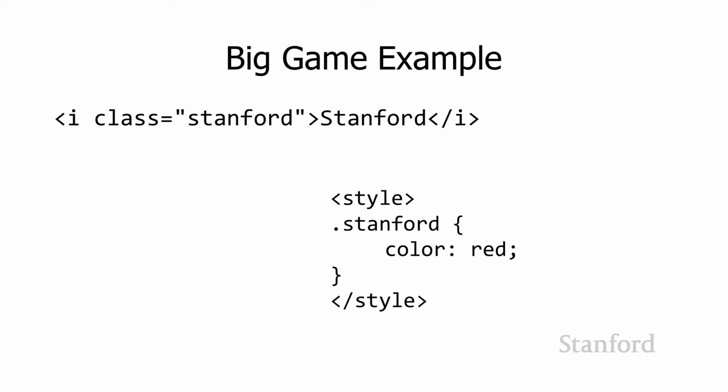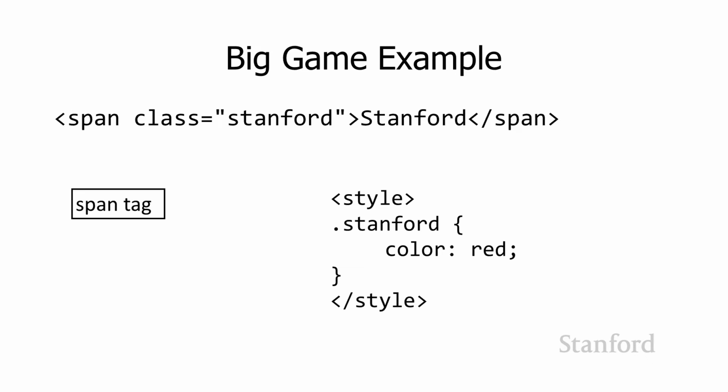But that only works if the word Stanford is inside of some sort of a set of tags, like the italics tag or the bold tag. What if I don't have Stanford inside a set of tags? Can I still write a class for it? And actually, the answer is yes. You need to add a tag, but there's a special tag whose only purpose in life is to allow you to put classes or IDs on it. And this is the span tag.